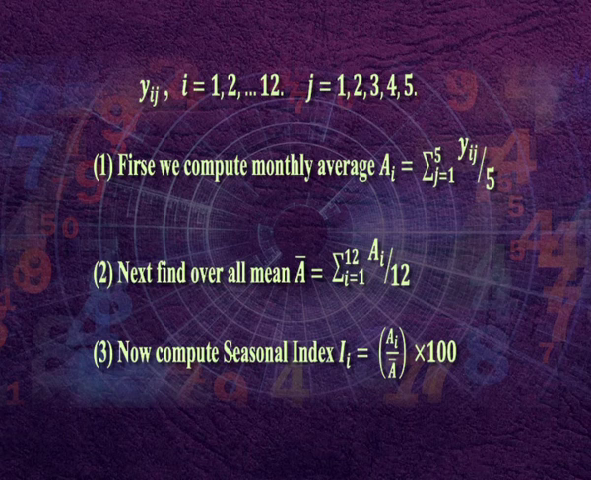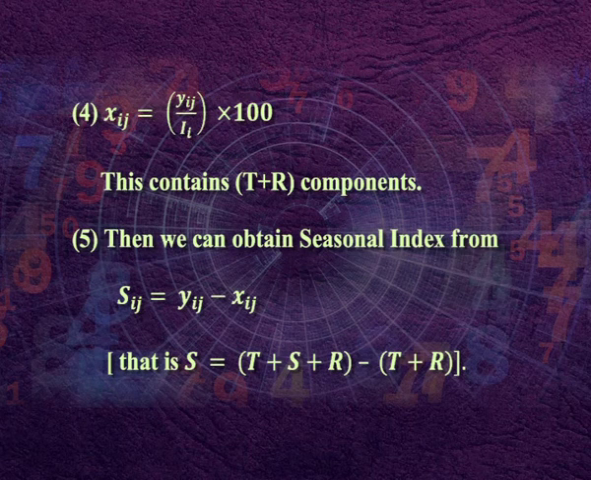Next, find the overall mean, A bar equal to summation j equal to 1 to 12 Ai divided by 12. Now, compute the seasonal index Ii equal to Ai divided by A bar multiplied by 100. We set the series which is separated from the seasonal index by Xij, which is equal to Yij upon Ii multiplied by 100. This contains t plus r components. Then we can obtain the seasonal component from Sij equal to Yij minus Xij, that is S equal to t plus s plus r minus t plus r.